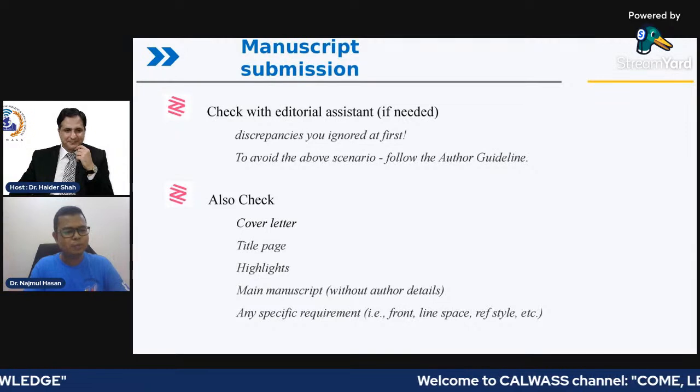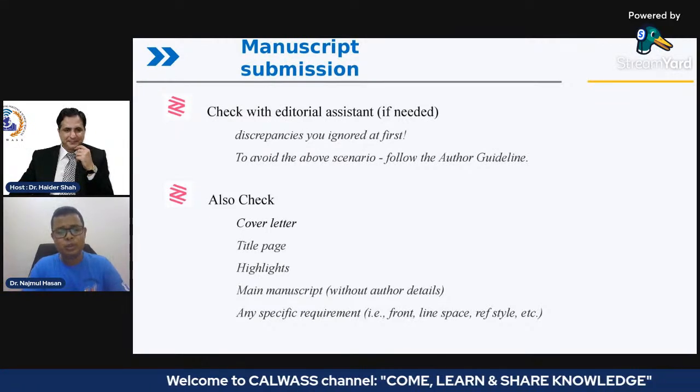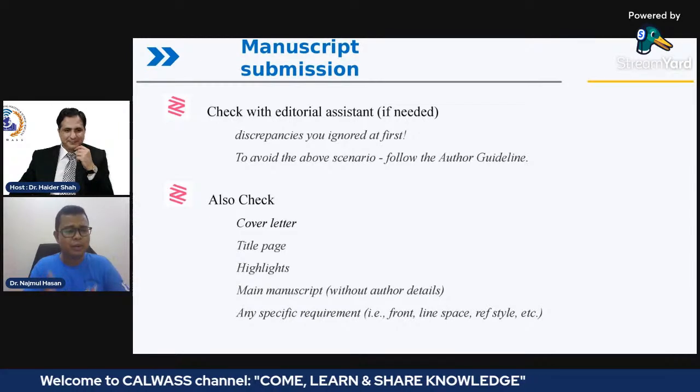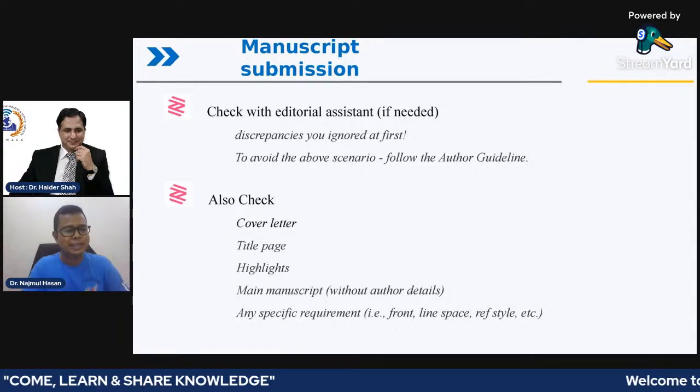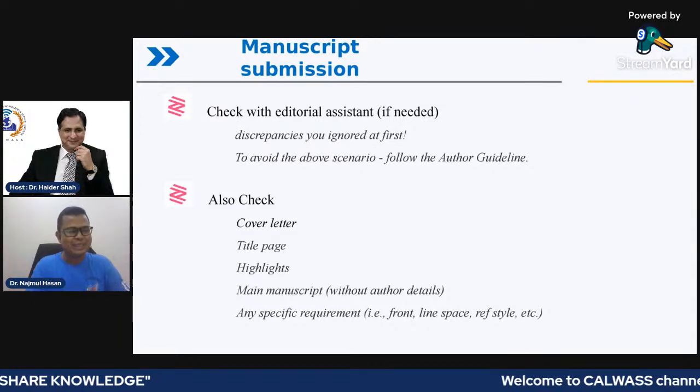Highlights: what's new in your paper, what is the main contribution, right? Main manuscript without author details. Many journals, I found recently, actually put the author names in the title page.